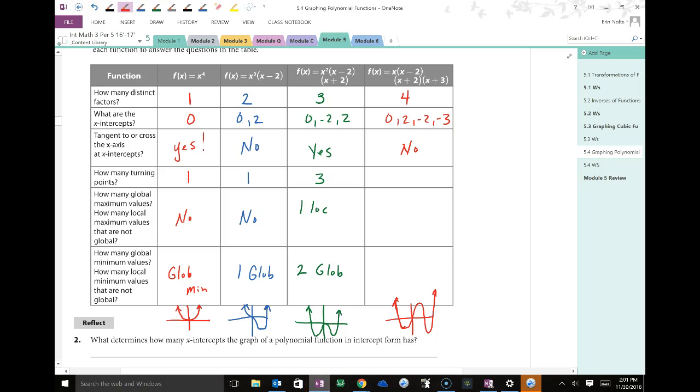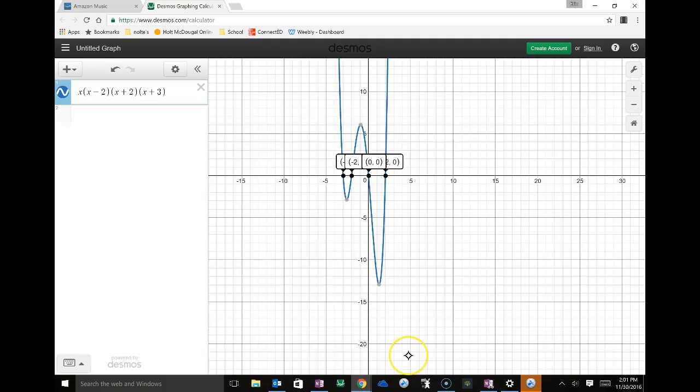Turning points? How many turning points? 3 turning points. Any maxes? 1 local max. And actually there's 1 local and 1 global. Why? Okay, so this one is a local because it's a minimum, but this one is lower than that. So this one is the global min.